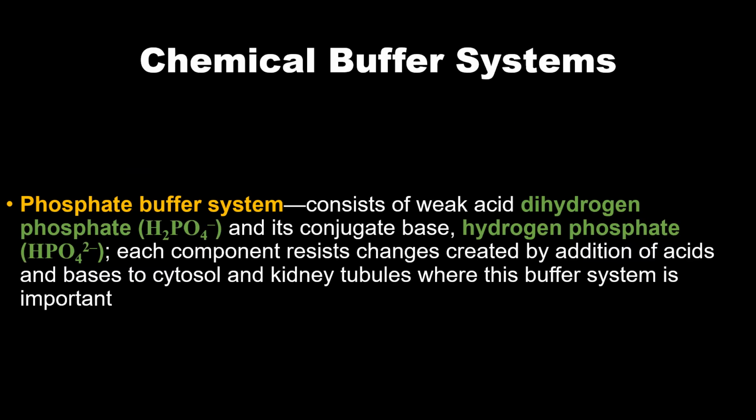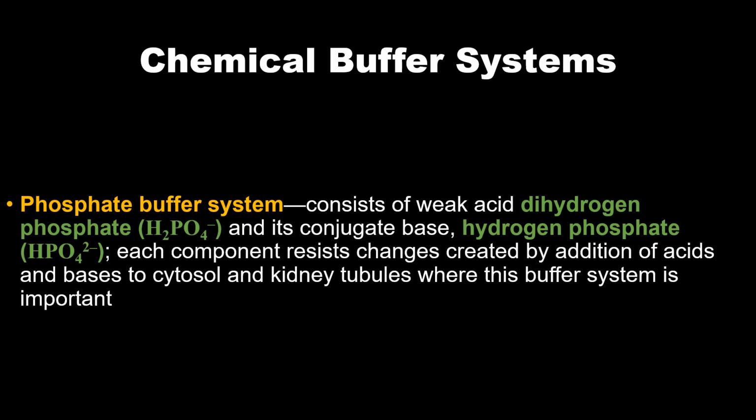Now the phosphate buffer system, this is the second one, consists of a weak acid, dihydrogen phosphate, and its conjugate weak base, hydrogen phosphate. So as in the carbonic acid-bicarbonate ion buffer system, the acid and the base here balance any excess hydroxide and hydrogen ions respectively, working to keep the pH stable.